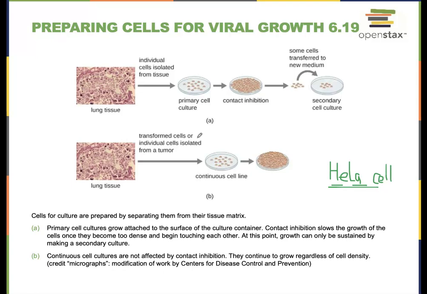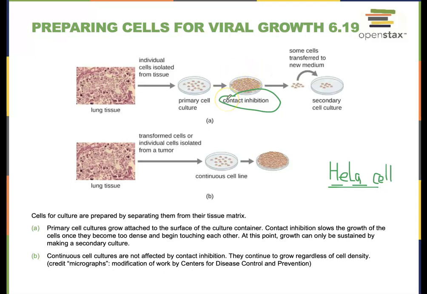So let's talk about this picture. Individual cells are isolated from tissue. So if you want to make a tissue culture, you're going to take some cells, put it in a petri dish, and normal cells have contact inhibition, meaning that when they grow into one layer on a petri plate and they touch each other, they stop growing. They do not grow in a mound. So they just have one layer of cells and that's it.